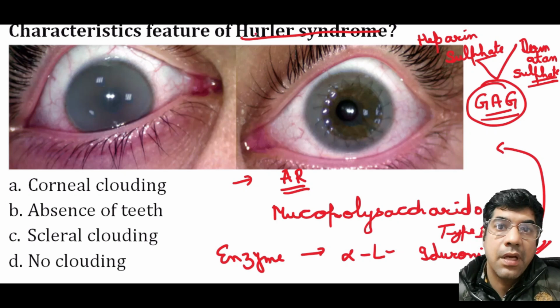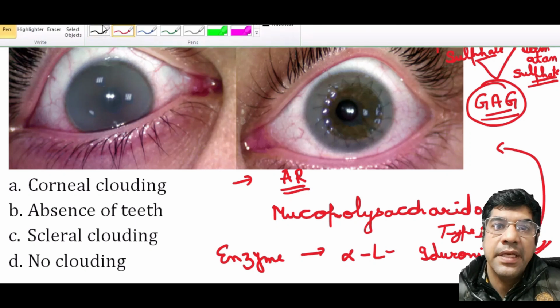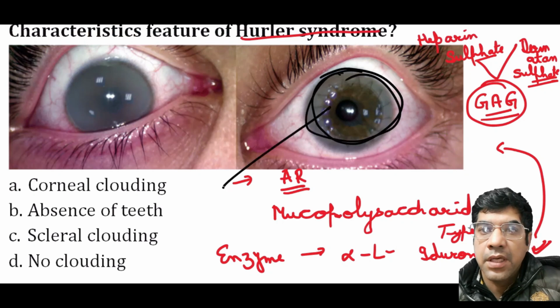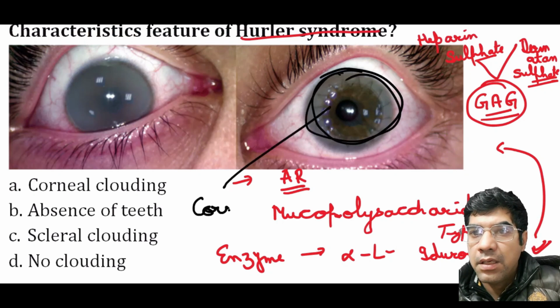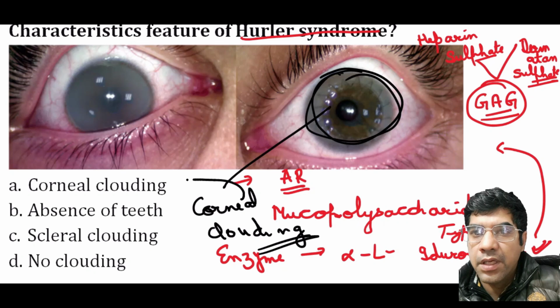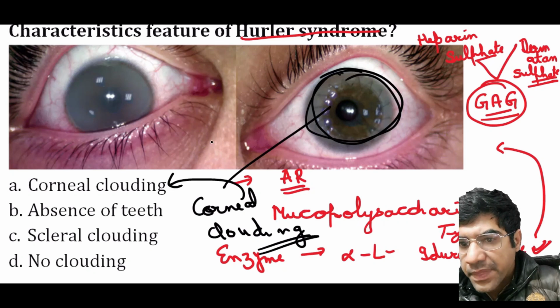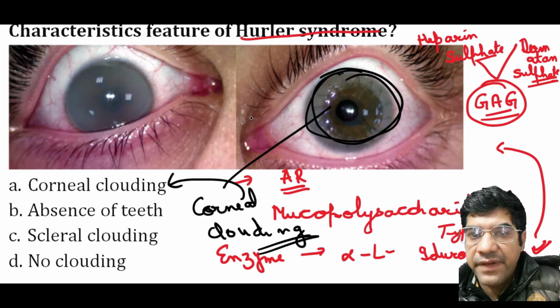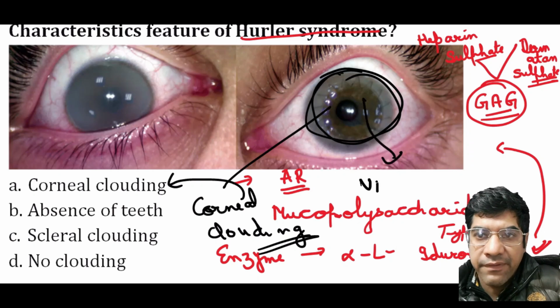One of the most important features you will see is corneal clouding. This is the one that was asked in your recent NEET exam. So you will see clouding of the cornea. That is the characteristic feature. So what would this clouding affect? This would affect the vision.